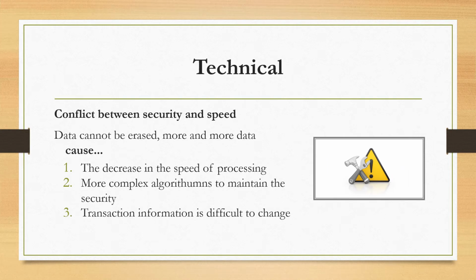Second, the technical problem is also a main challenge. There is a conflict between the level of security and the speed of the network. The speed of processing will be reduced since a growing network results in more transactions to be recorded and more complex algorithms to secure the network. Also, the transaction information is difficult to change and replace, which is a technical problem.